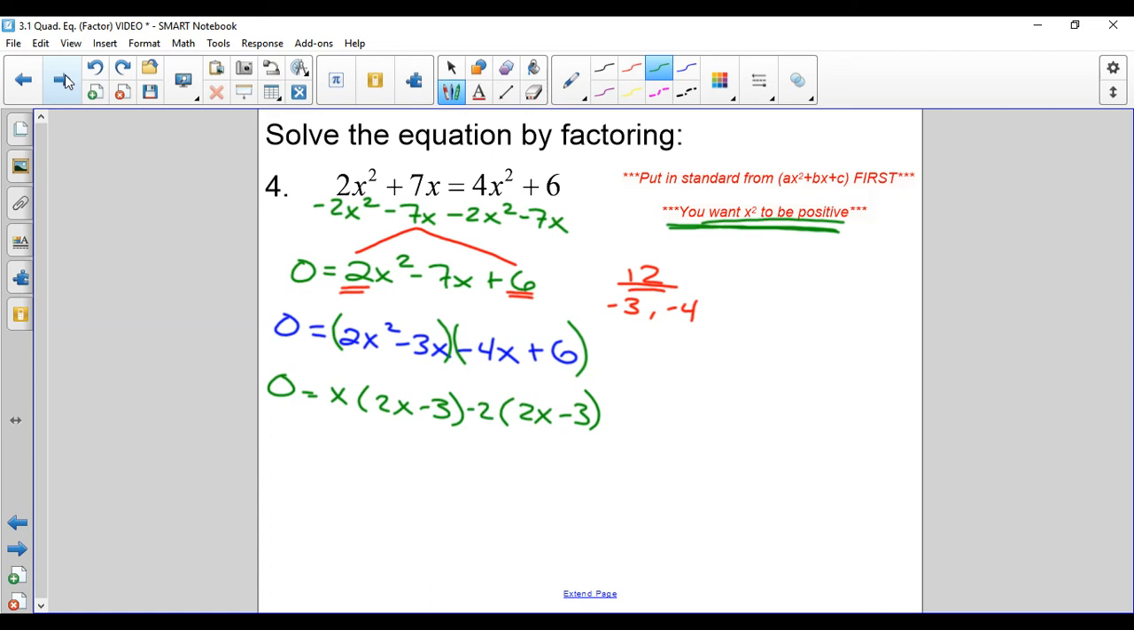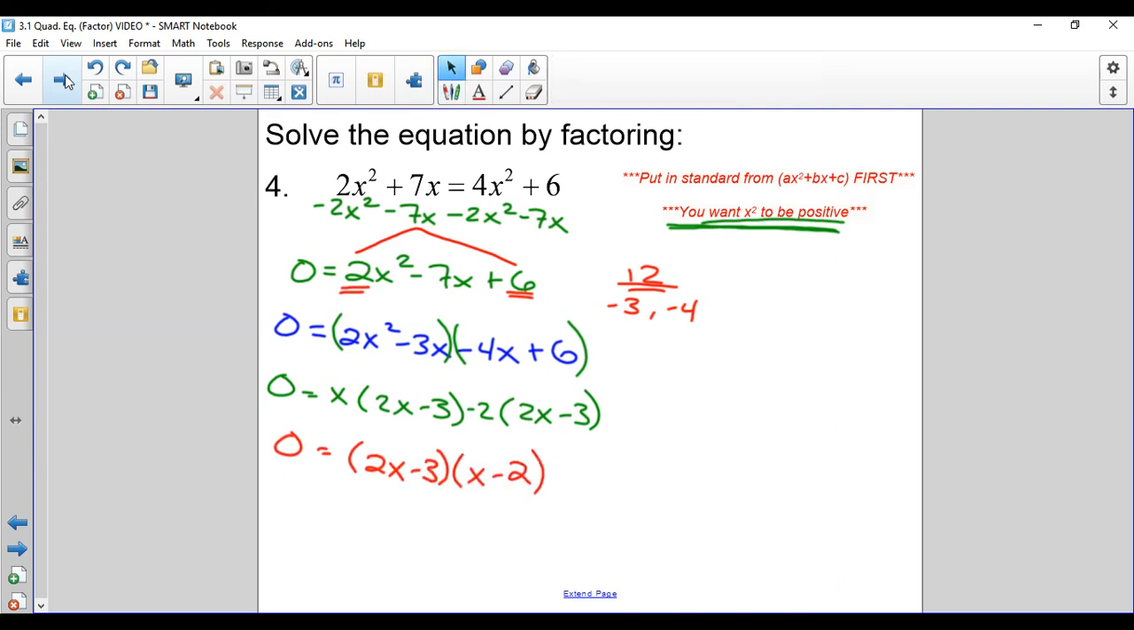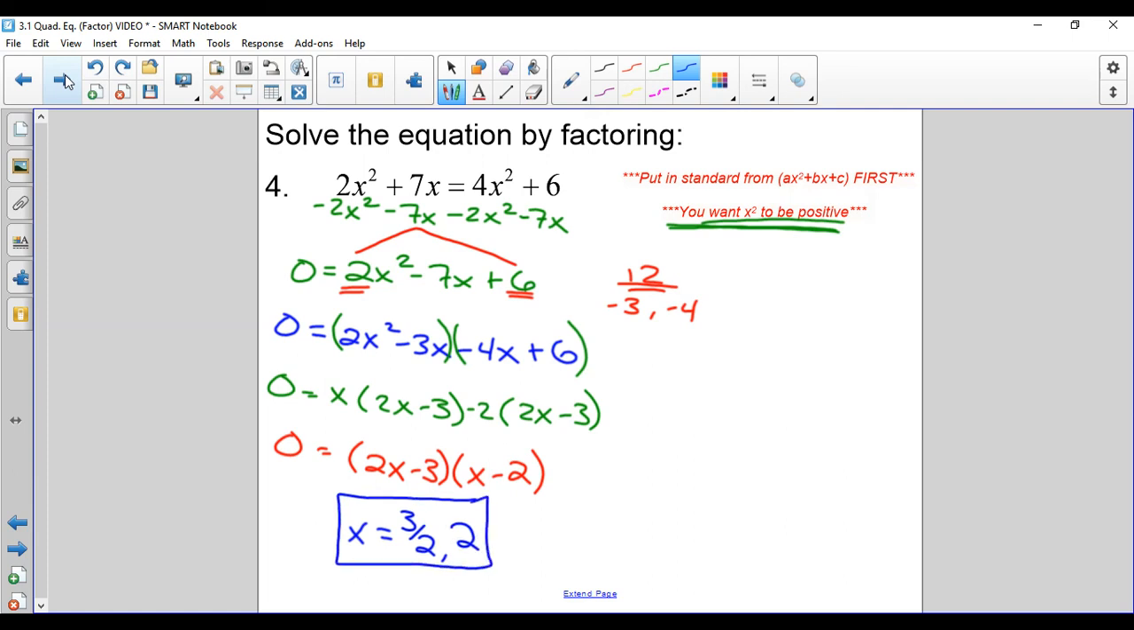We need to take out a negative 2. Almost done factoring. Take out the 2x minus 3. You're left with an x minus 2. Almost done with the entire problem. We need to pull out our solutions. It is, remember, opposite sign, right number over the left number, so 3 halves and a positive 2.